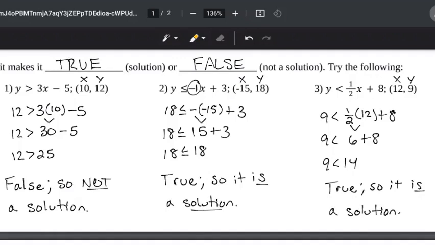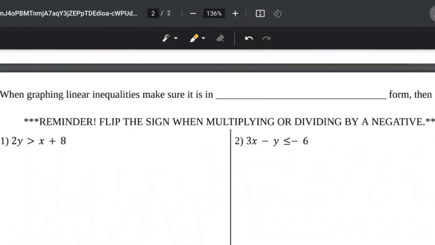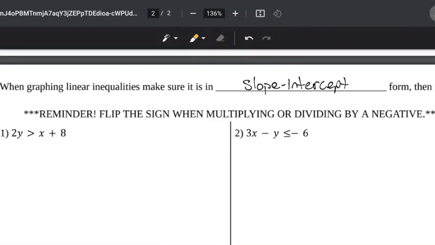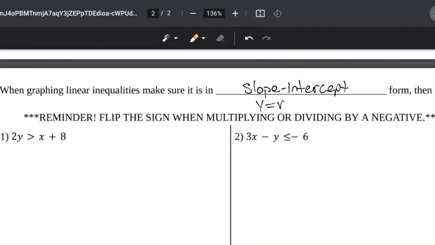Okay, let's go ahead on to the next section on the back page. So, when graphing linear inequalities, make sure it is in slope intercept form, right? And again, slope-intercept form is y equals mx plus b, something we've been doing for a good portion of this unit. And then just a quick reminder from last unit, it says right here, reminder, flip the sign when multiplying or dividing by a negative. So that's something we have to get back into the habit of doing.